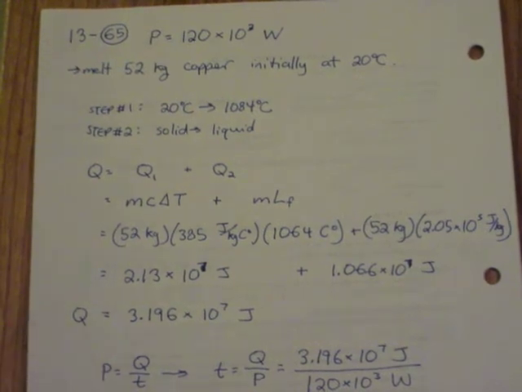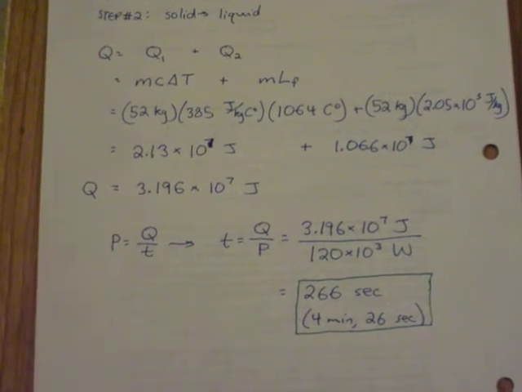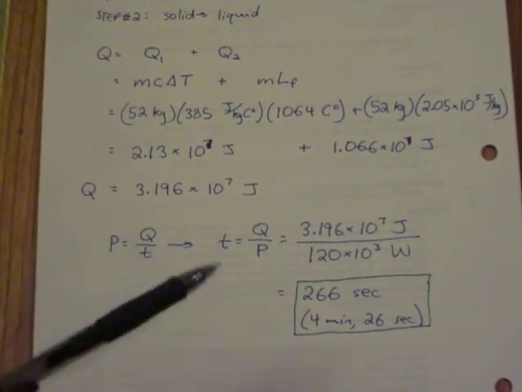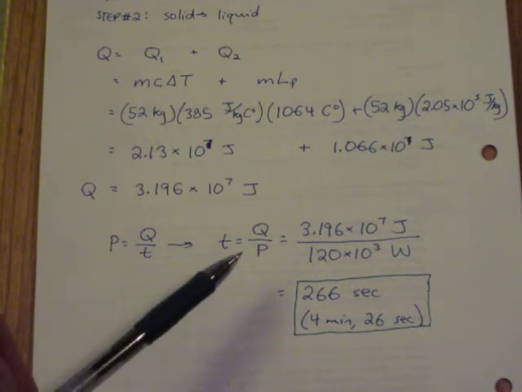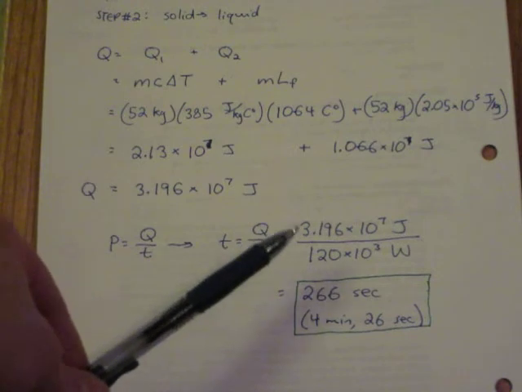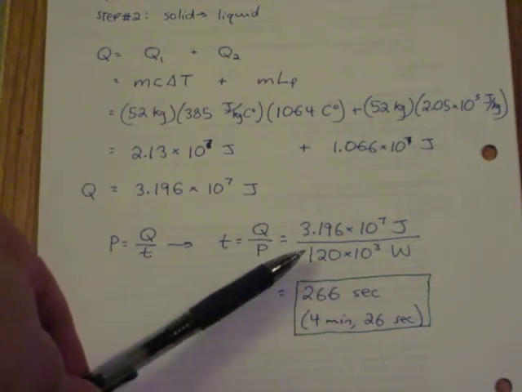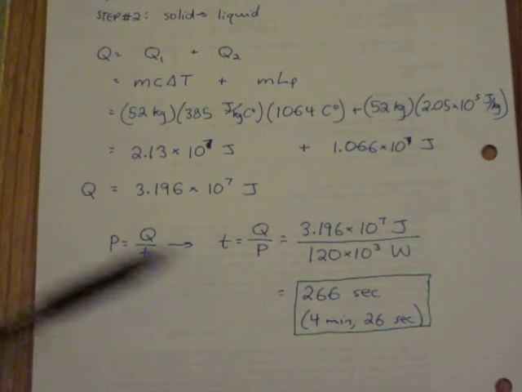Now we answer the question related to power. If power is heat divided by time, that means that time is heat divided by power. You can algebraically solve for that. We solve for the heat, 3.196 times 10 to the 7th joules. We divide by 120 times 10 to the 3rd watts, and we get a time of 266 seconds.